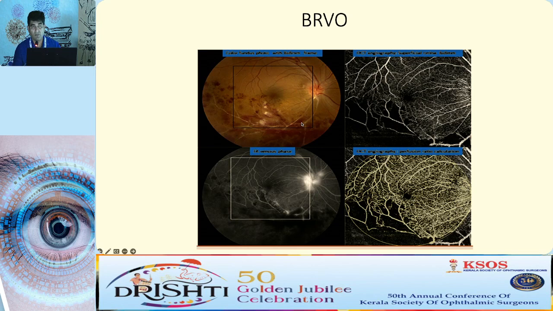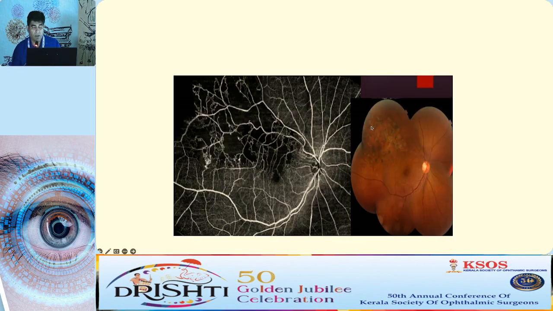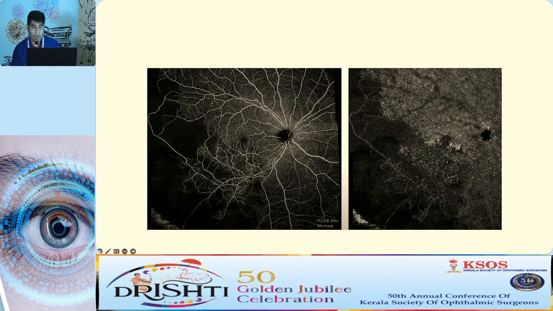This is the picture of branch retinal vein occlusion. This is the fundus photo, and the fluorescein angiogram shows peripheral capillary dropouts, and the same thing is picked up in the OCT angiography. So it is an advantage of the OCT angiogram compared to the fundus fluorescein angiography, because we can see almost the same picture. Now this is a montage picture of a lasered branch retinal vein occlusion, and the capillary dropout areas can be seen in OCTA.